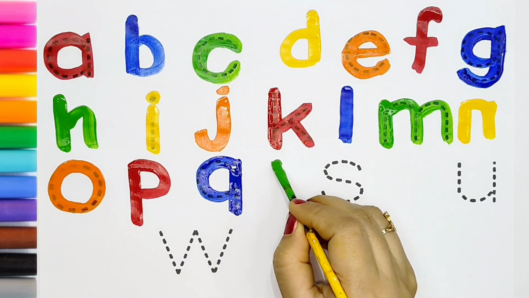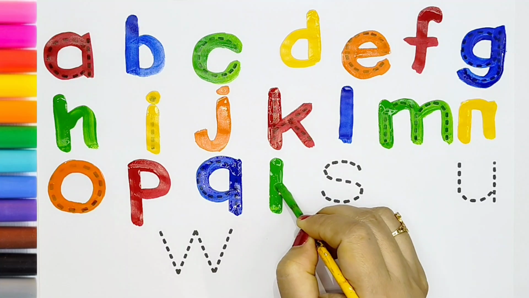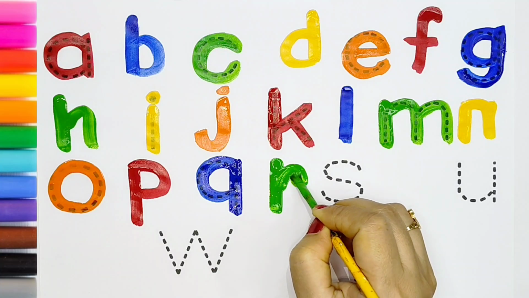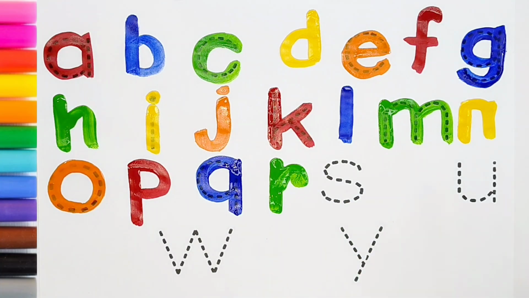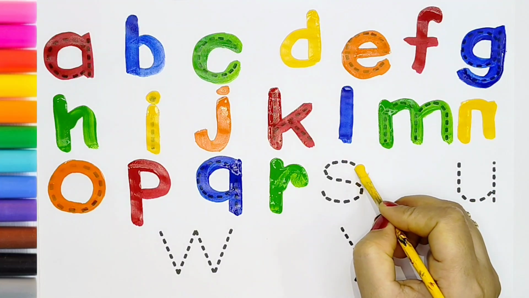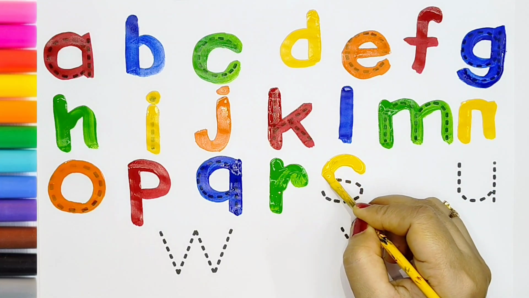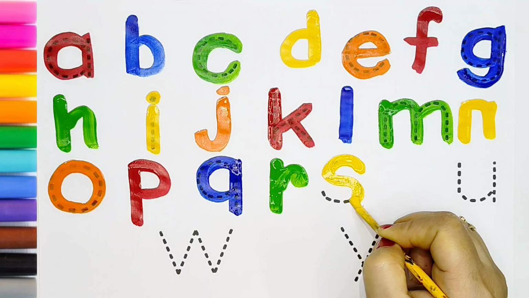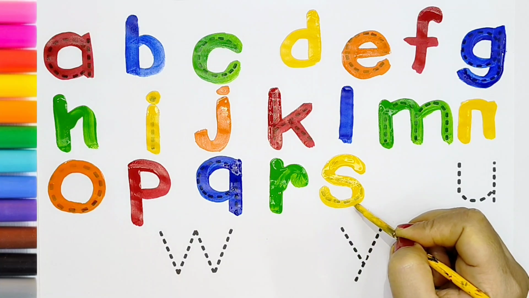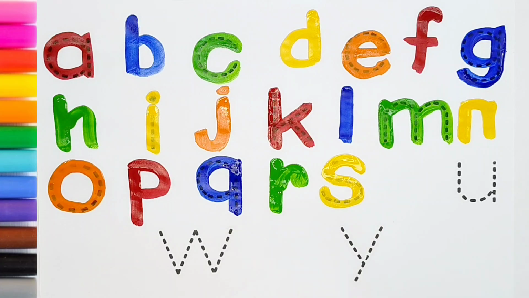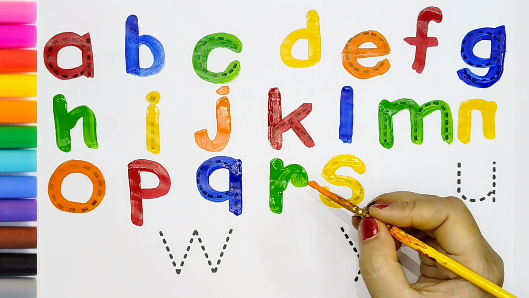Light green color. Missing letter. R for rabbit. Yellow color. S for sun.